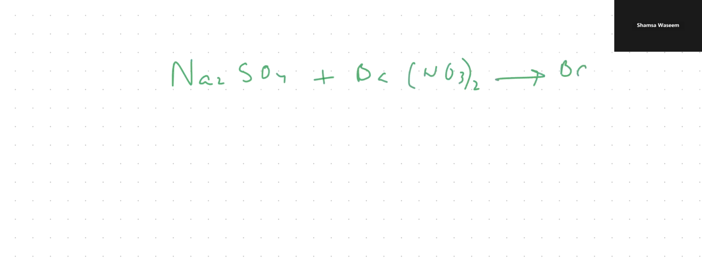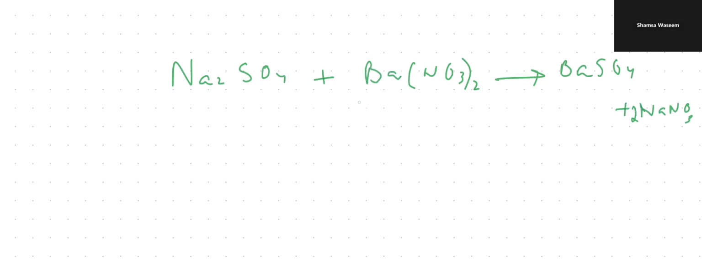So barium sulfate plus sodium nitrate. Now, I have to balance this equation. After balancing, I will write its ionic equation. There are 2 sodium, so I'm going to write down 2 over here. Now the equation is balanced, right? Let's write down its state symbols.